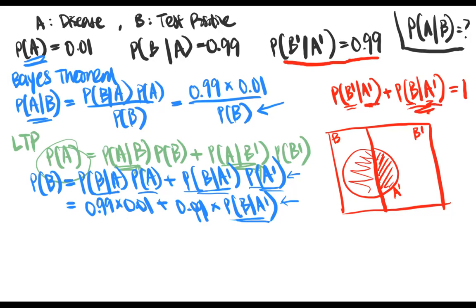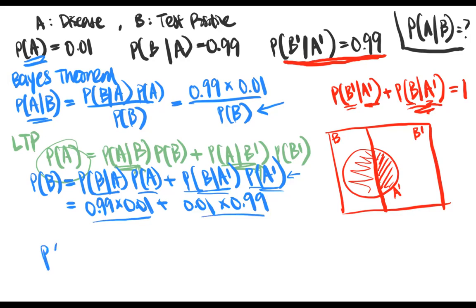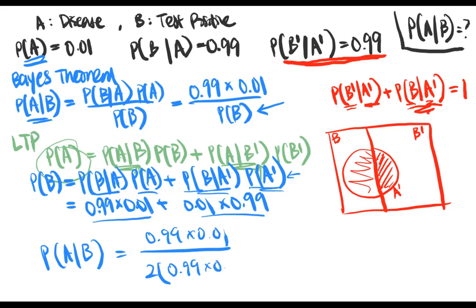So based on that, we now know that because this is 0.99, this value that we need to figure out over here is 0.01. So we have 0.01 times 0.99. And that is our probability of B. So putting that all together, we have the probability of B being basically 2 times of that. Probability of A given B is equal to 0.99 times 0.01 divided by 2 times 0.99 times 0.01. And that's how you get to your answer of 1/2.